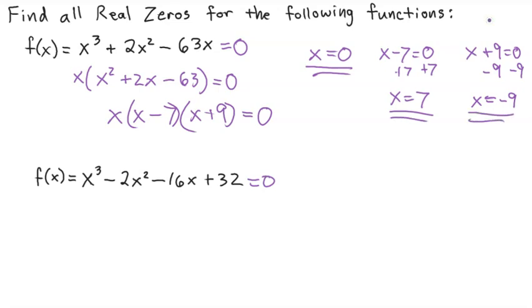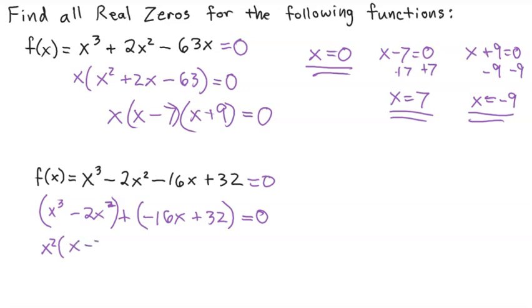Now we're going to do the same thing down here. Now this one has to be factored by grouping. We'll take our x cubed minus 2x squared. Then we're going to do plus negative 16x, just like we did in the review. And then plus 32, we're going to say that that's equal to 0. We're going to put parentheses here and here. We're going to group them up. Put parentheses there, put parentheses there. Over here, we're going to factor out an x squared. So we're now going to have x squared times x minus 2.